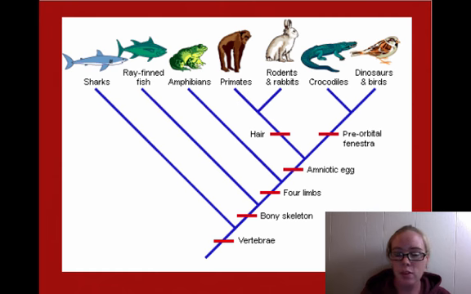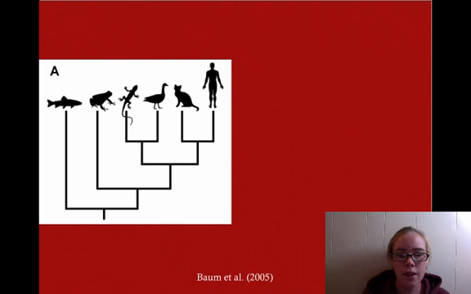There's different ways to represent these lineages, and the biggest thing to remember is that all phylogenetic trees are hypotheses. But here you can see different traits that are being used to order these relations between the species. So we have the trait of hair, the trait of an amniotic egg, the trait of having 4 limbs, a bony skeleton.